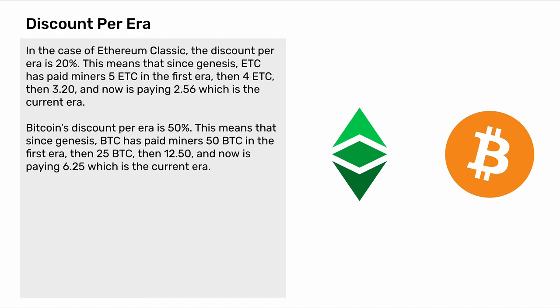Bitcoin's discount per era is 50%. This means that since Genesis, BTC has paid miners 50 BTC in the first era, then 25 BTC, then 12.5, and now is paying 6.25, which is the current era.